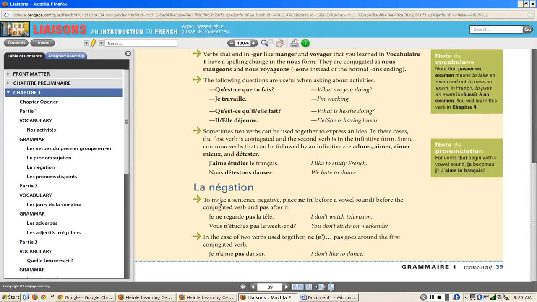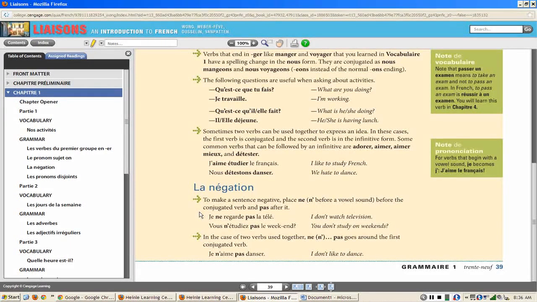So, to make a sentence negative, you place ne before the conjugated verb and pas after it. If there's a vowel sound at the beginning of the verb, you put in your little apostrophe, n apostrophe. So, if the affirmative is je regarde la télé, the negation of that is je ne regarde pas.